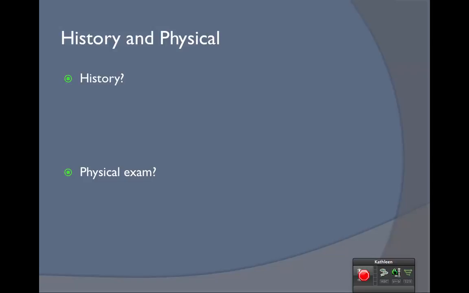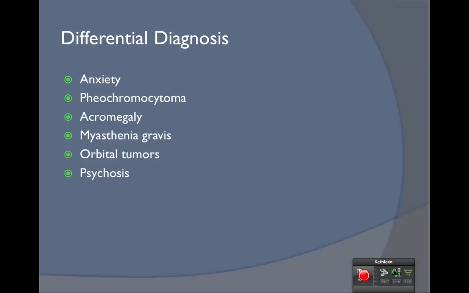History and physical are key. You want to ask them, have they been exposed to recent iodine exposure? Medications that can cause this are estrogen, amiodarone, dopamine, glucocorticoids. You want to make sure you get a weight and vital signs. You want to palpate the thyroid and auscultate it as well. You want to do a good neuromuscular exam, a good eye exam, and a good dermatological exam. Differential diagnosis includes anxiety, pheochromocytoma, acromegaly, myasthenia gravis, orbital tumors, and psychosis.